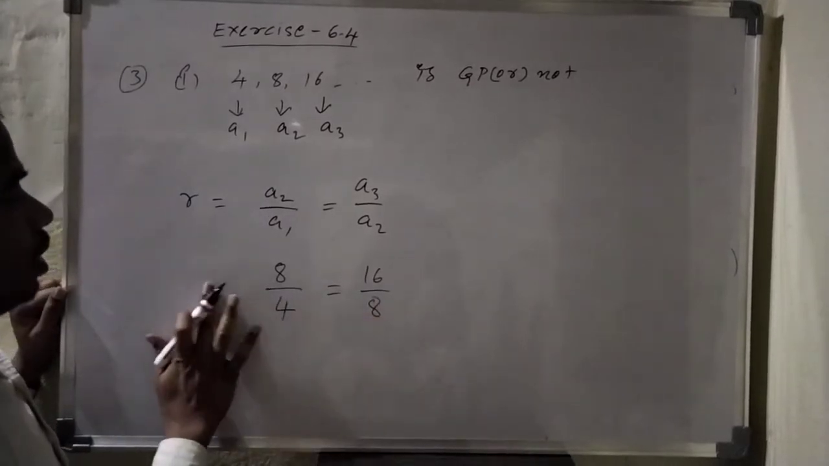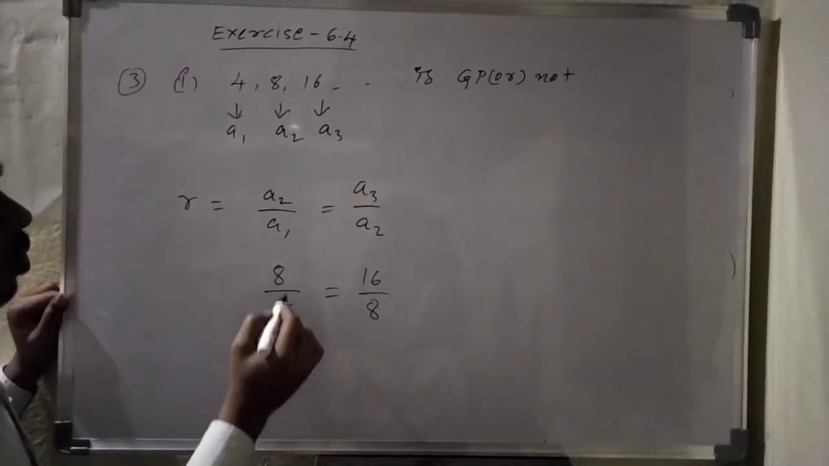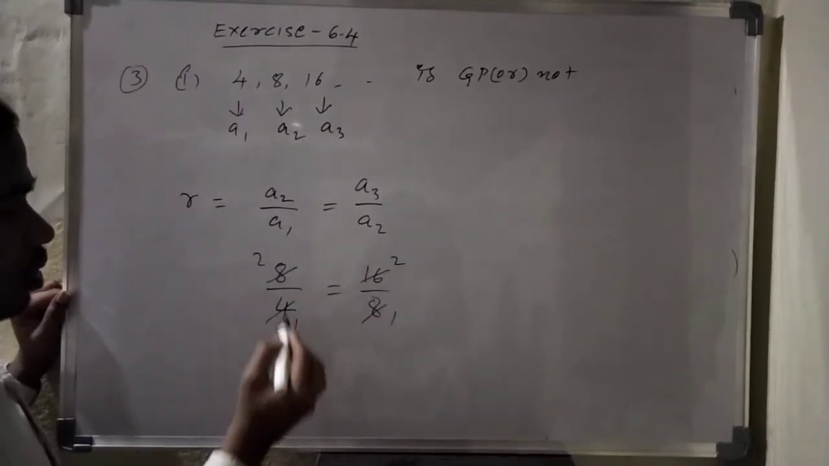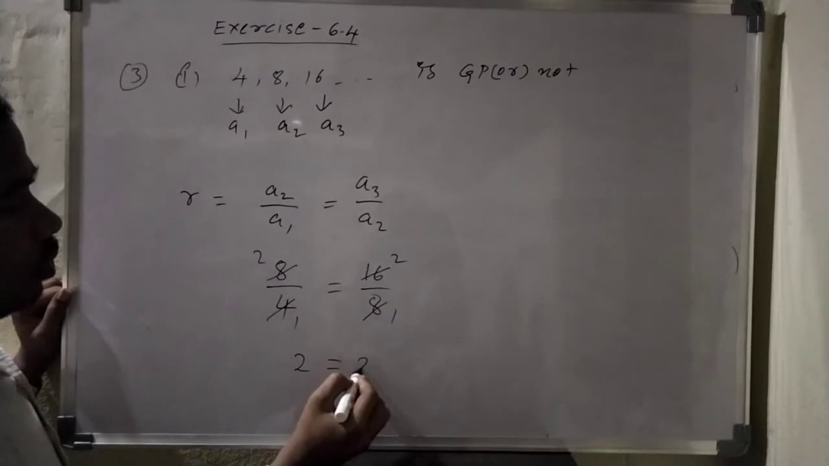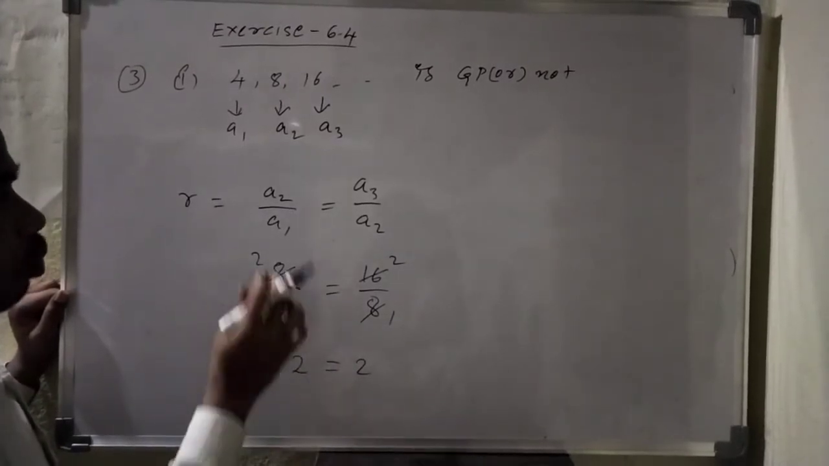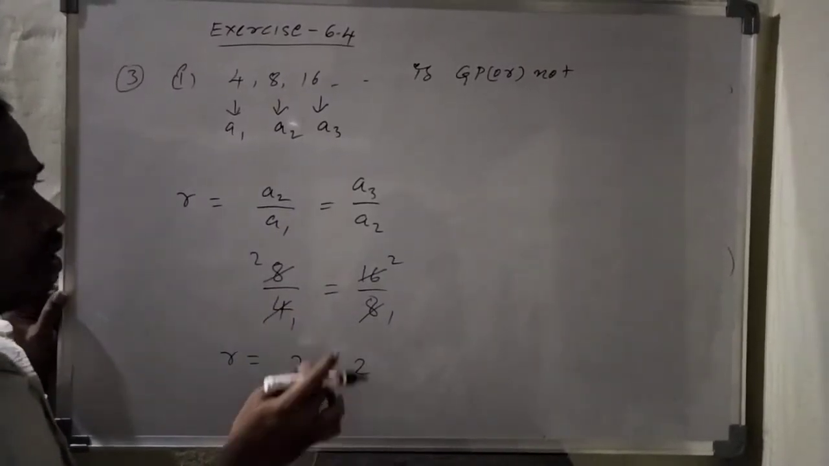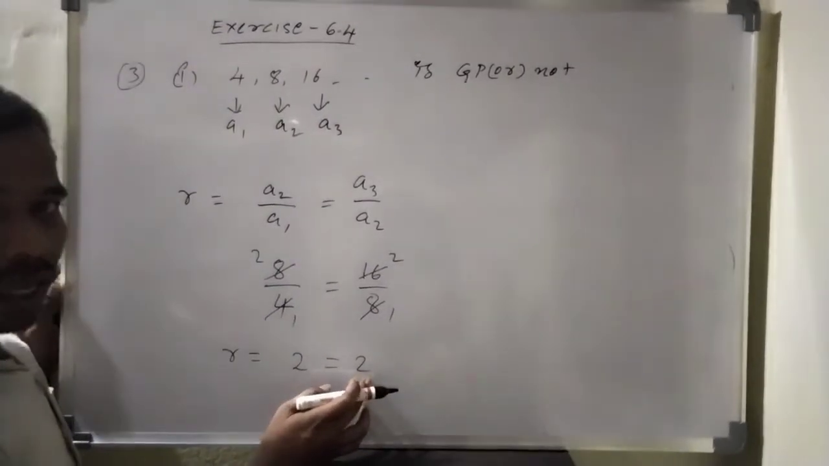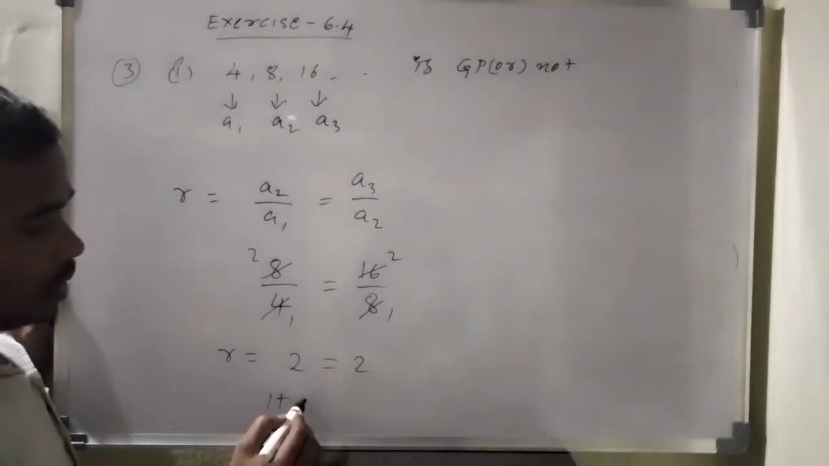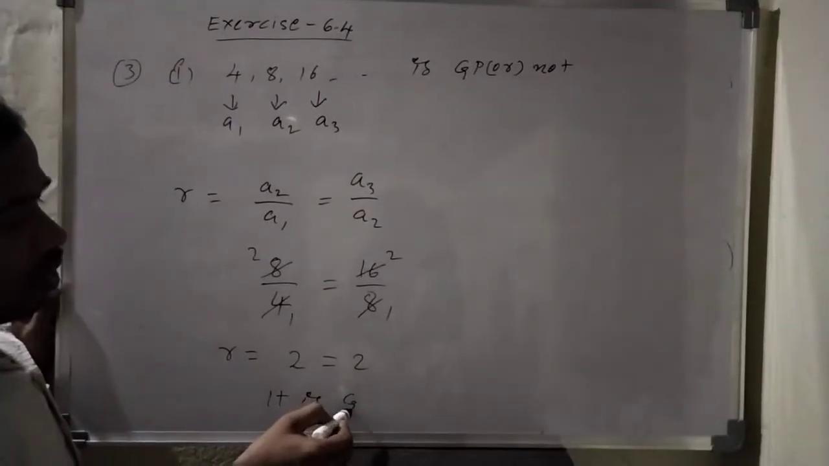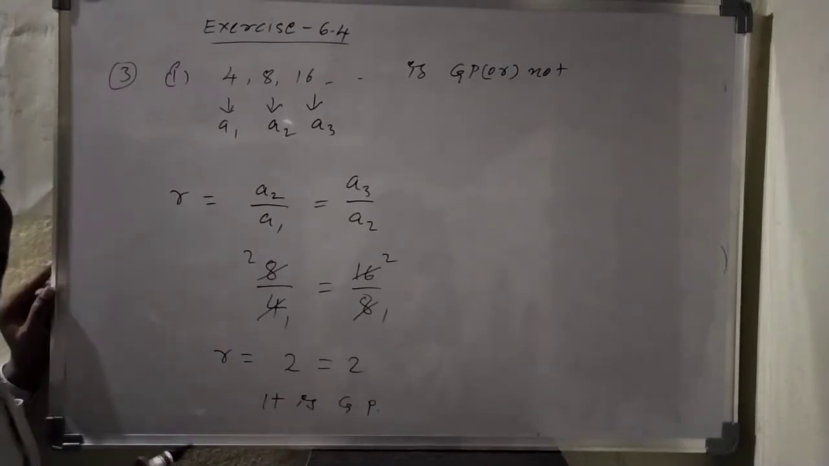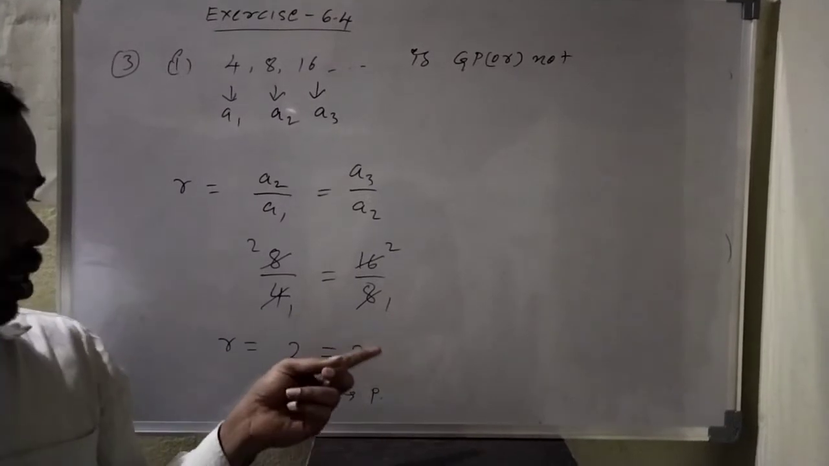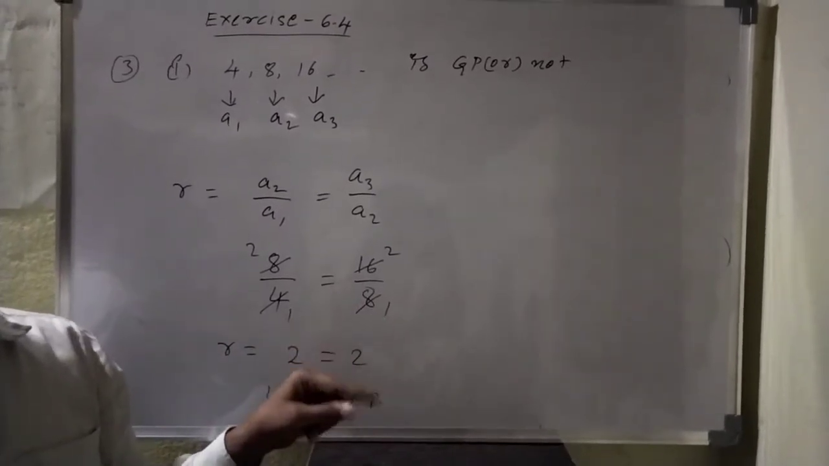8. Now do it cancellation. 4 ones are 4, 4 twos are 8, 8 ones are 8, 8 twos are 16. So 2 is equal to 2. R value both times 2 equal గా వచ్చింది కాబట్టి, so here left side and right side same value వచ్చింది కాబట్టి it is geometric progression. It is geometric progression లో ఉంది అని అర్థం అన్నది. సో నెక్స్ట్ వన్ ప్రాబ్లం కూడా చెక్ చేద్దాం జామెట్రిక్ ప్రోగ్రెషన్ కాదా అనేది.